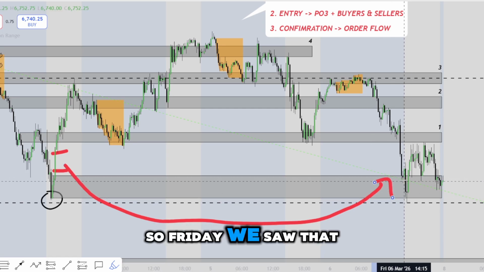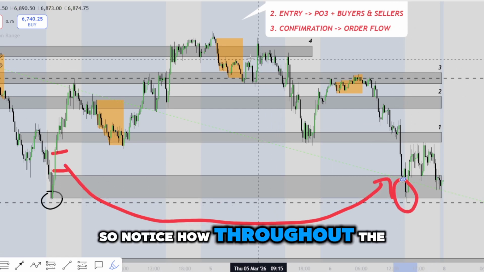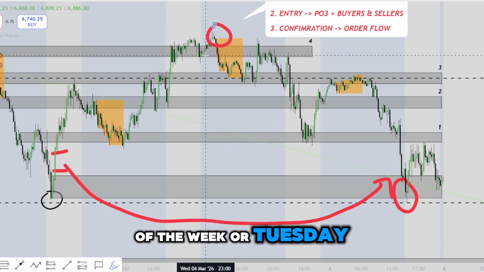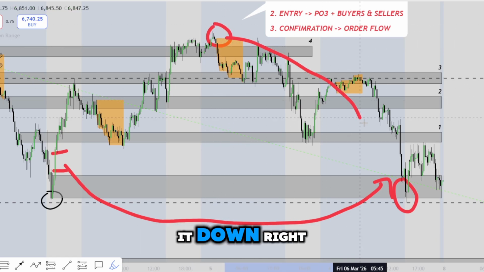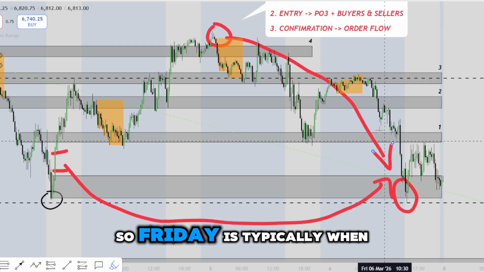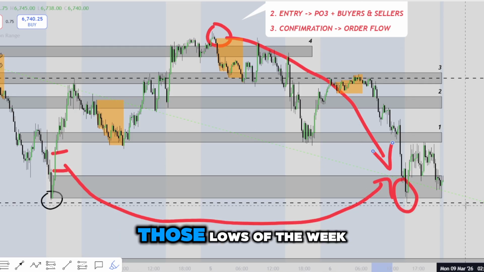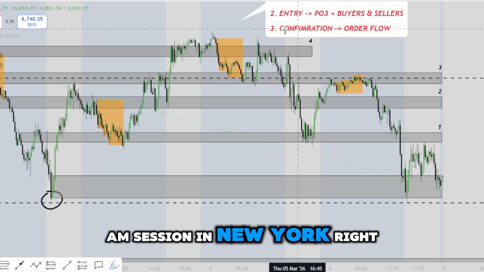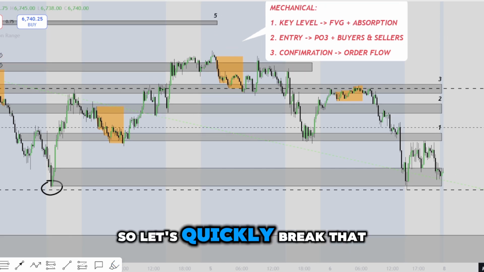So Friday, we saw that getting filled, right? So notice how throughout the week, Monday, Tuesday, Wednesday, we create the high of the week, or Tuesday or Thursday, sorry, and then we melted down, right? So Friday is typically when those lows of the week have already formed, right? So that was the trade I took in the AM session in New York, right? So let's quickly break that down one more time.